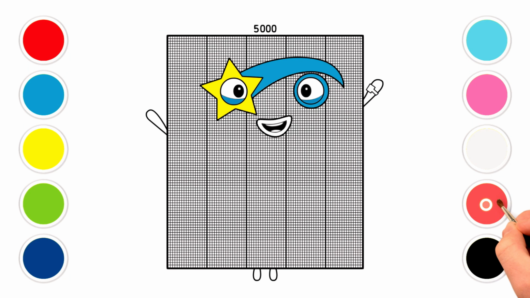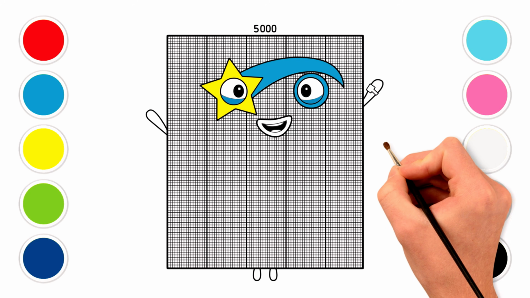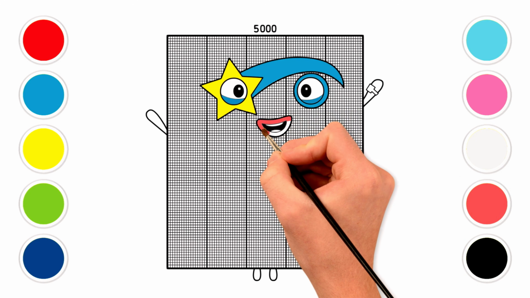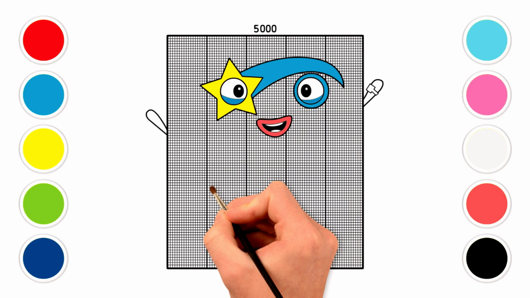Now pick up dark pink. Spell dark pink. D-A-R-K. P-I-N-K. Dark pink. Color the smile outline dark pink. Such a warm, lovely smile.